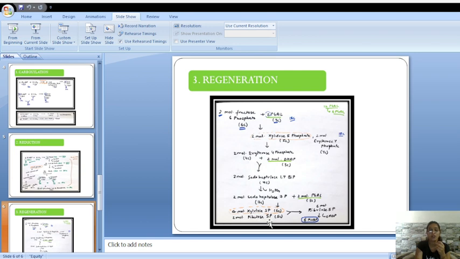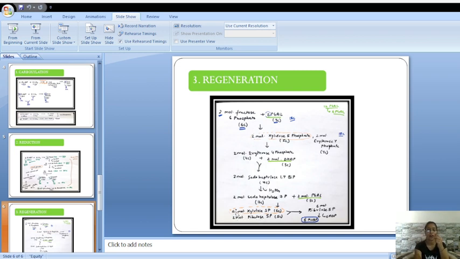2 molecules of ribulose 5-phosphate. See, 4 into 5, we know that xylose is a 5 carbon containing compound, so 4 into 5 is 20. Why I'm writing here 2 molecules of ribulose 5-phosphate is, these 2 molecules come from here. So in total what we are getting, 4.